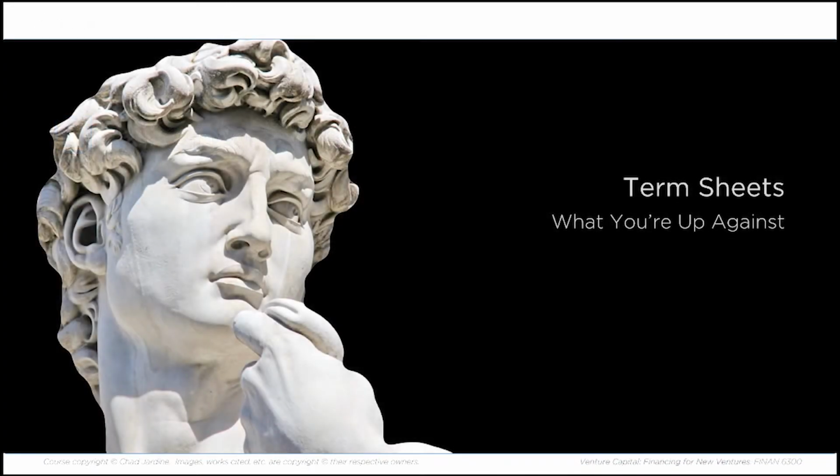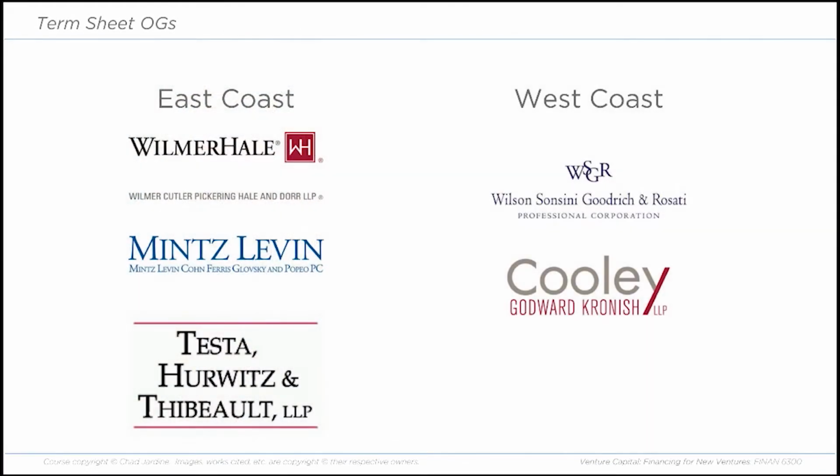Thanks, Reid. Our agenda for this video is the simplest yet. It's all about term sheets. When a VC decides it is interested in your company, it will issue a term sheet. The design and structure of term sheets was originally developed by these law firms on the East and West Coast, respectively. These are the term sheet OGs.